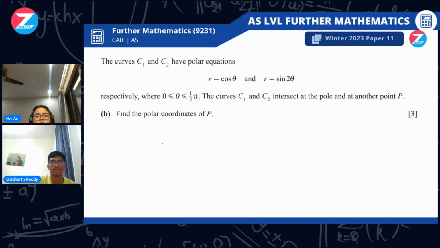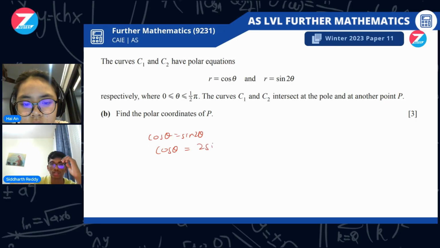So let's find the intersection. So cos theta is equal to sin 2 theta. So we can say cos theta is equal to, using the formula, 2 sin theta cos theta.